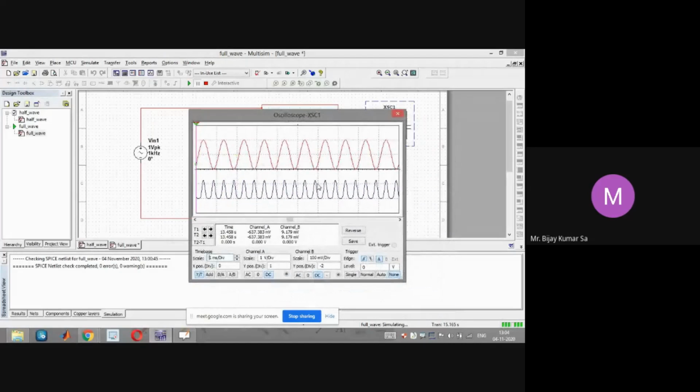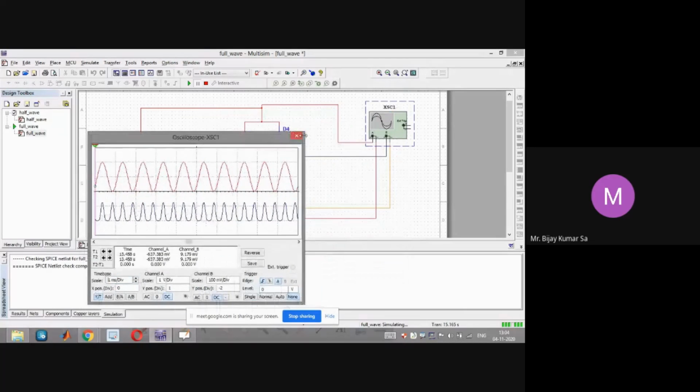So this is the visualization part. Now let us go to the metrics, the VRMS, VDC, VAC, those metrics must be found out. For that I will require a multimeter.